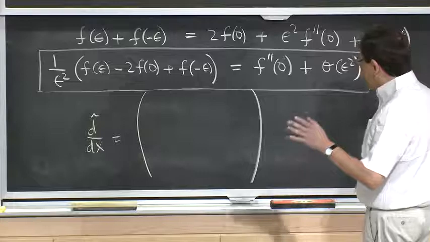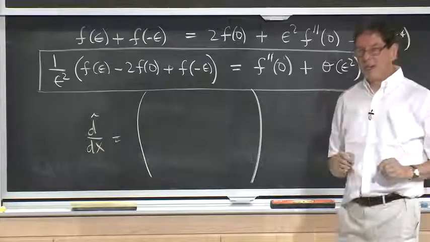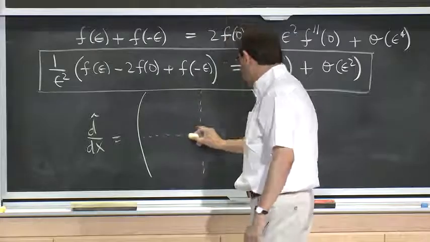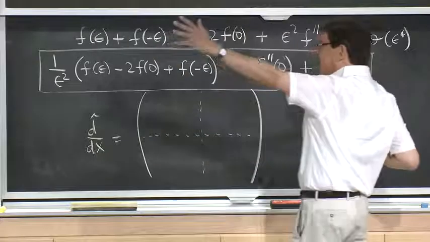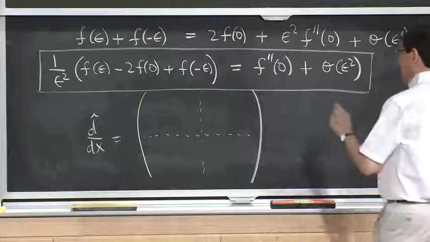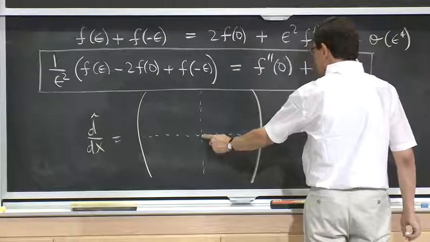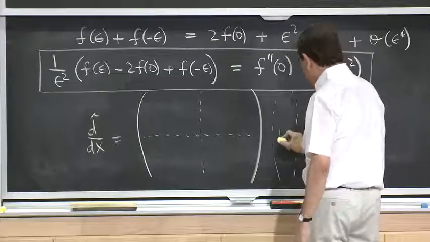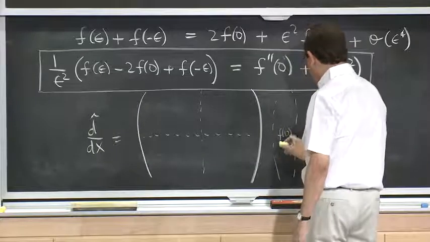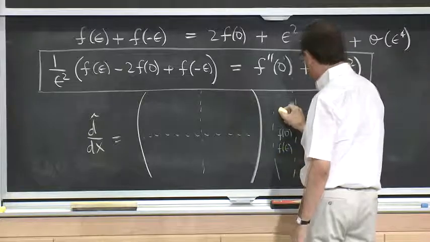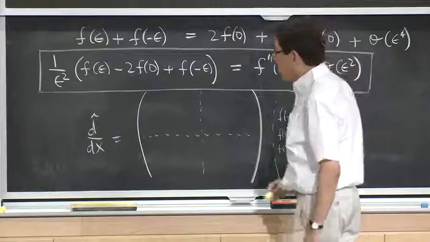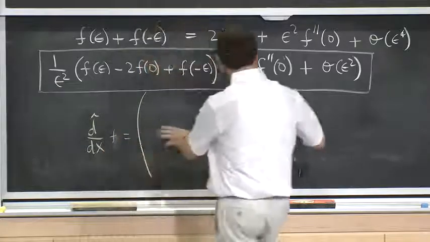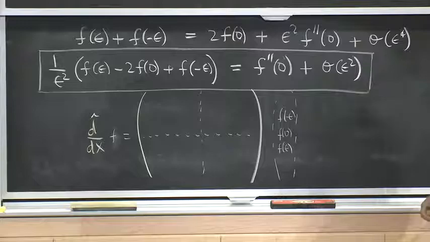Well, as a little crutch, here's the center of the matrix. Remember, it runs from minus infinity to plus infinity. And here's the center of the matrix. And here, if you want to imagine, you have f at 0, f at epsilon, f at minus epsilon. And you have the ghost of the function there. I'm just using it as a crutch.